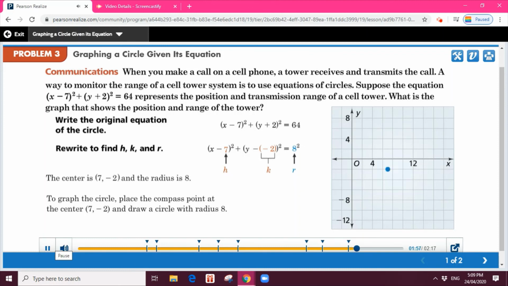First, plot the center point, 7, negative 2, then place the compass point at the center. Then open the compass to a radius of 8 and draw the circle. The graph shows a circle with center 7, negative 2, and radius 8.